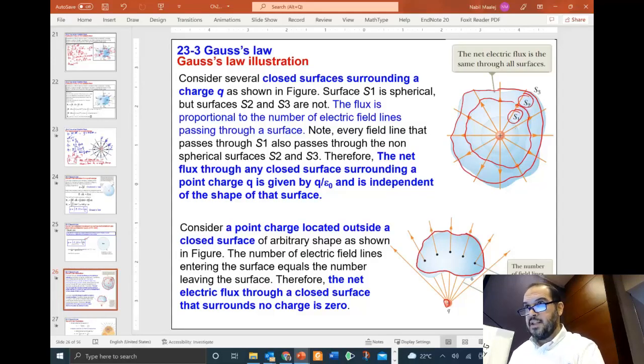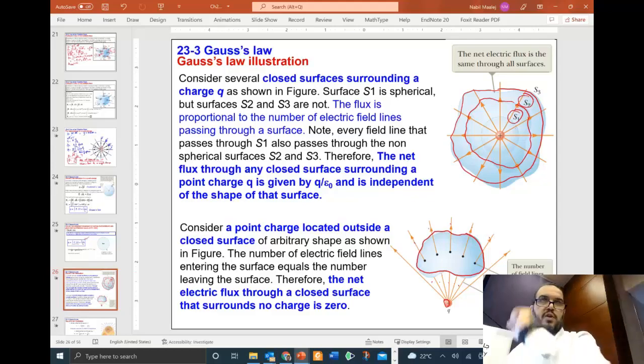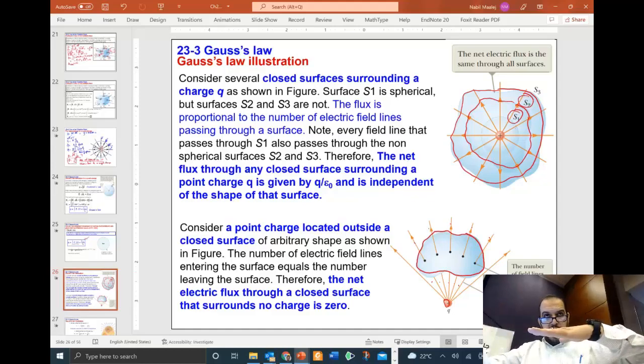If you look at the flux through this closed surface, one way of looking at this is the number of electric field lines moving in minus the number moving out. Notice, 1, 2, 3, 4, 5 electric field lines moving into this closed surface, and 1, 2, 3, 4, 5 electric field lines moving out. So the number of lines moving in is equal to the number moving out, meaning the flux is equal to 0.